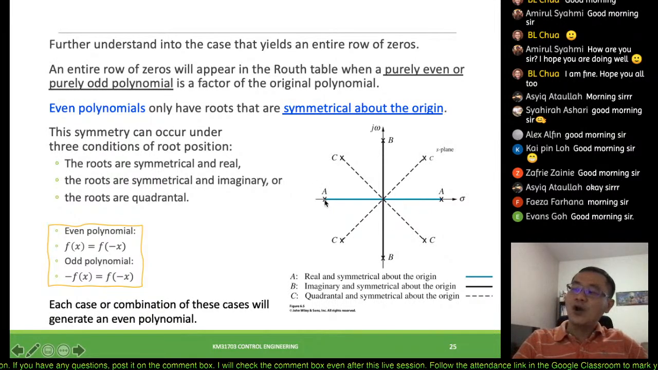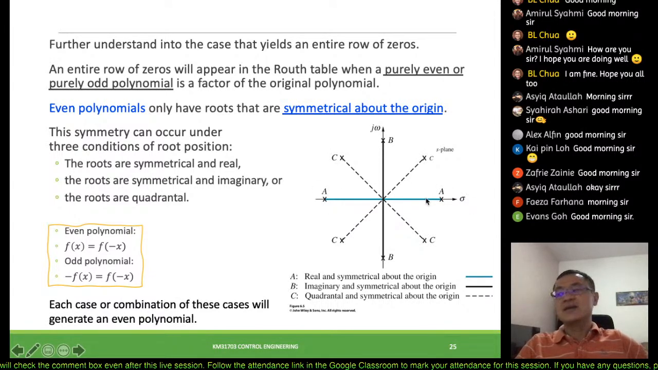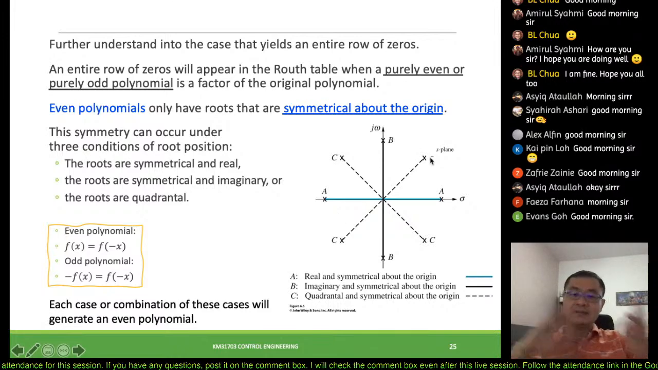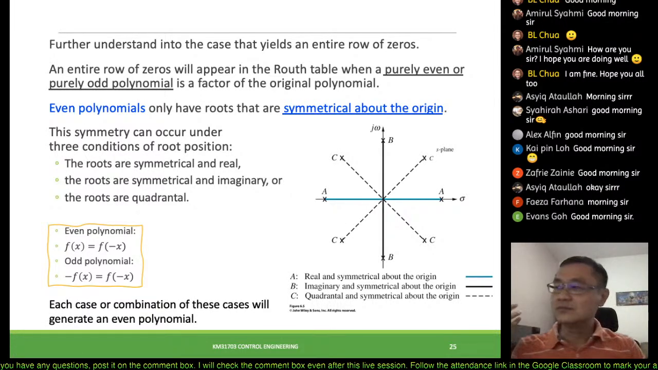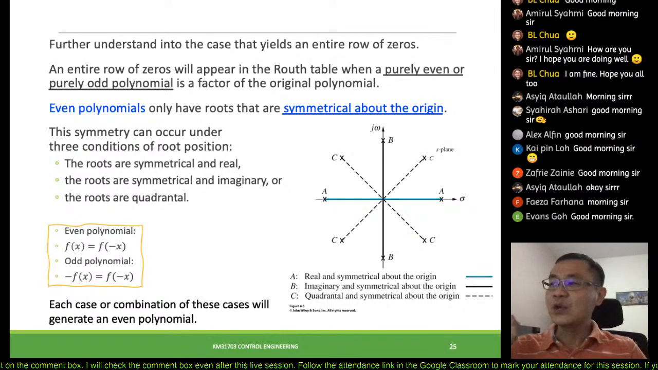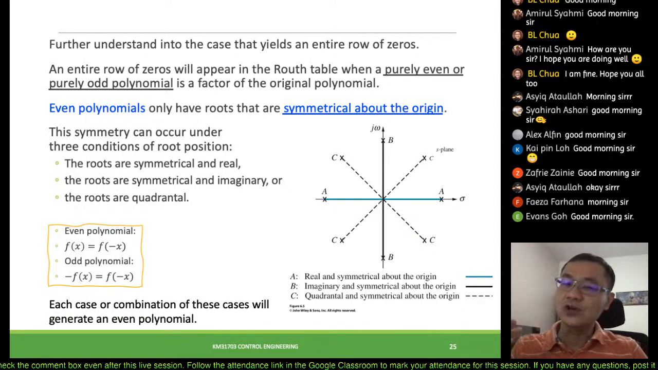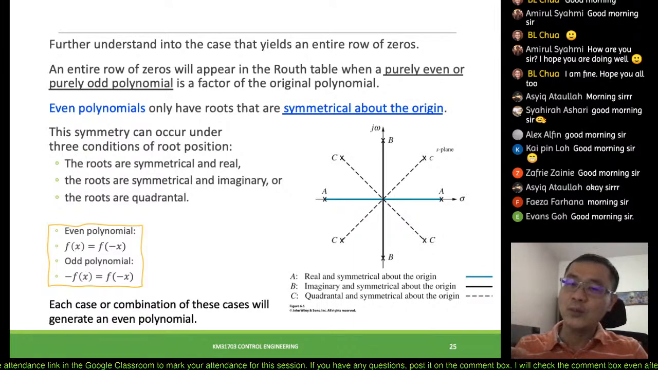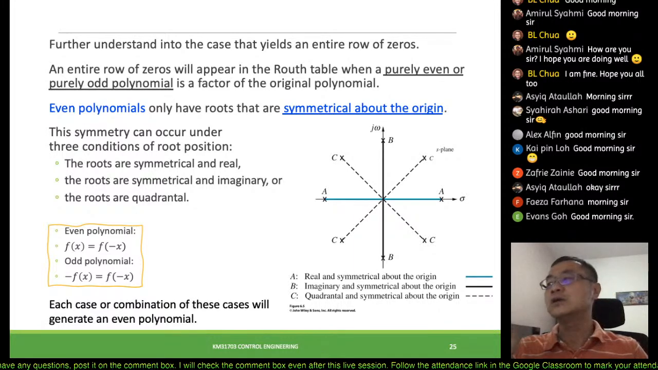Therefore, if we have a point at point A, then the other point would be on the other side, with the same value. One is positive, one is negative, right? If we have a point over here, then we have a conjugate, which is on the other side, which is again symmetry to it, right? So remember this idea that whenever we come to a row of 0, we will eventually meet this so-called even polynomial, and the even polynomial will have a characteristic that it produces roots that are symmetrical about the origin, okay.